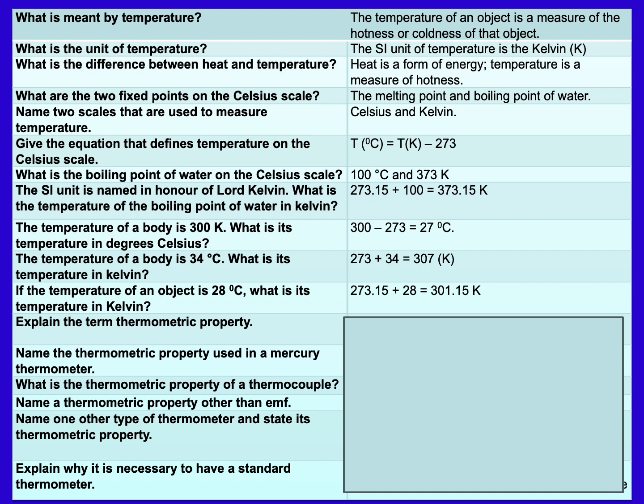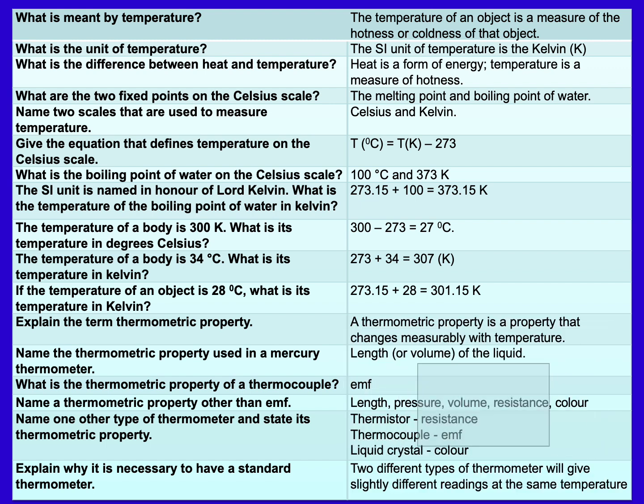Alright folks, 2 minutes up. So last 6 questions, let's have a look. A thermometric property is a property that changes measurably with temperature. The thermometric property used in a mercury thermometer is the length of the column of liquid. Thermometric property of a thermocouple is EMF. Name any other thermometric property you could have used, any of them.